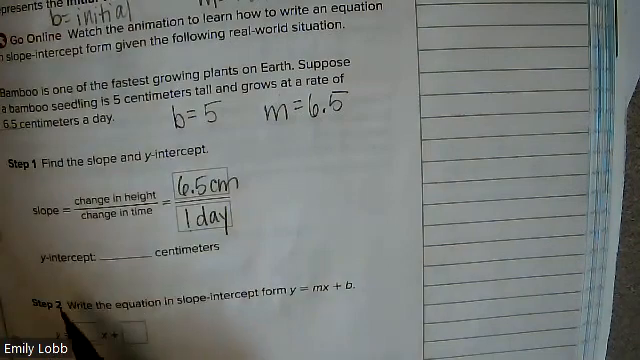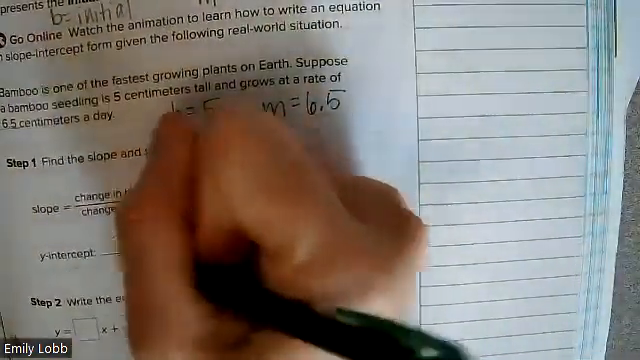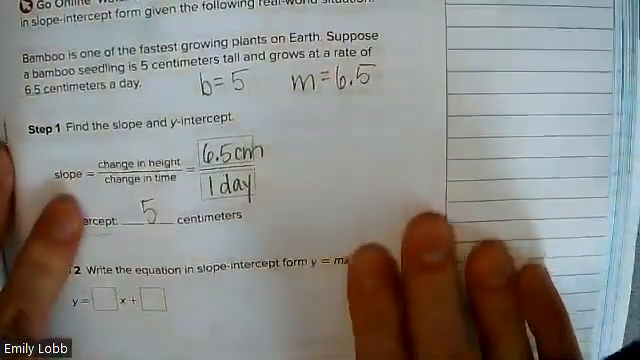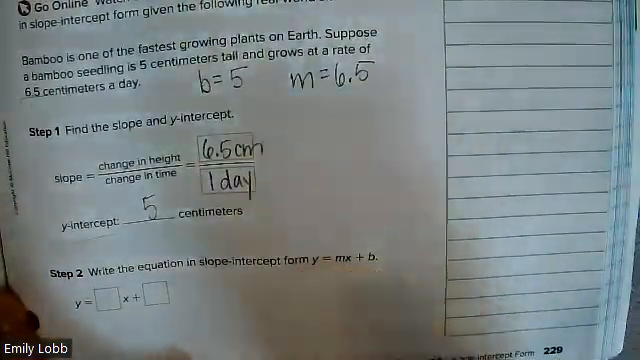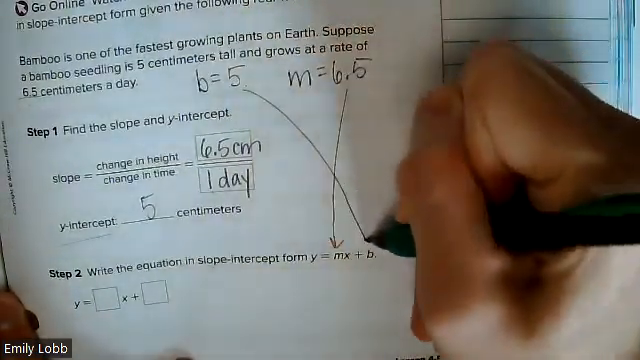All right. And what is our y-intercept? Where is our initial value? What's our starting point? It was 5 centimeters, right? So now we're just simply going to put m and b into our equation. Do you remember our slope-intercept form? y equals mx plus b. So now we're going to put this in for m and this in for b.